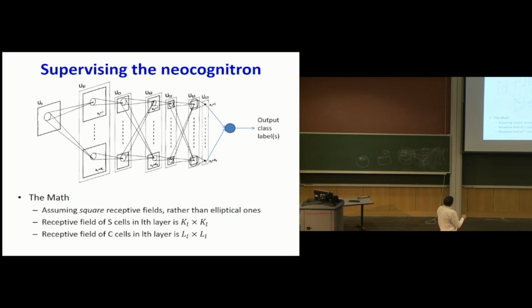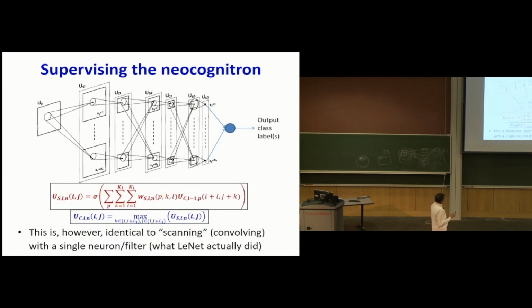Now, in Fukushima's model, the receptive fields were elliptical. Yann LeCun changed those to rectangular, square. So S cells would have some K by K receptive fields. C cells would have some other square receptive field, which is to say it's looking at small square patches in the output of the S cells. And so what exactly is each of these S cells computing?